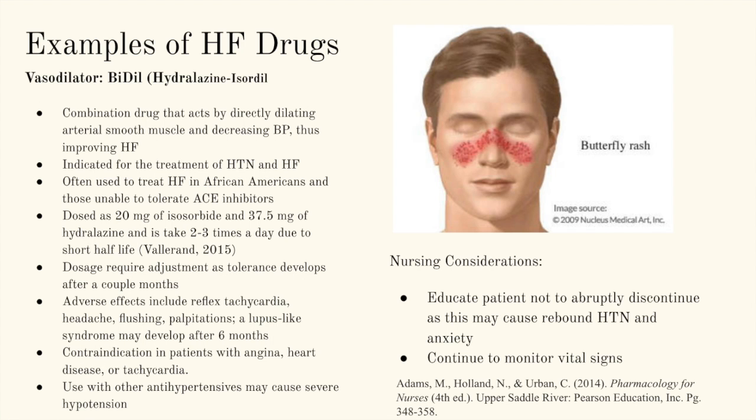Bidil is a vasodilator. It is dosed at 20 milligrams of isosorbide and 37.5 milligrams of hydralazine, and is taken 2 to 3 times a day due to short half-life. Dosage requires adjustment as tolerance develops after a couple months. Adverse effects of this drug include reflex tachycardia, headache, flushing, palpitations, and a lupus-like syndrome that may develop after 6 months.